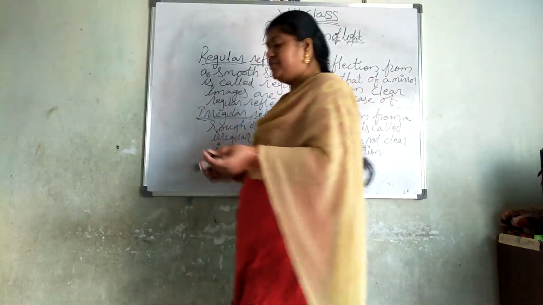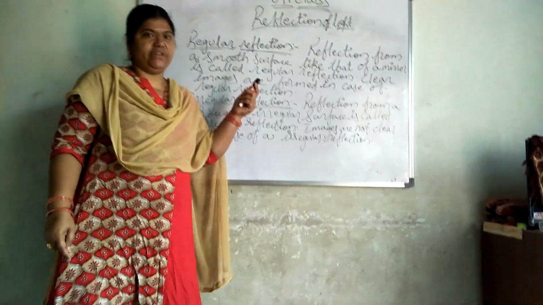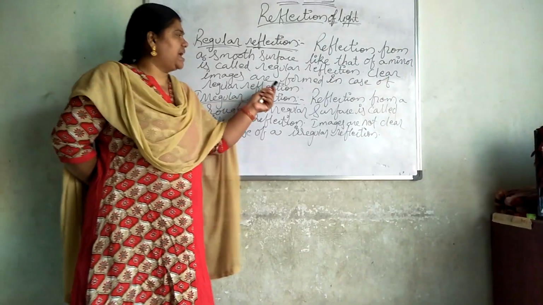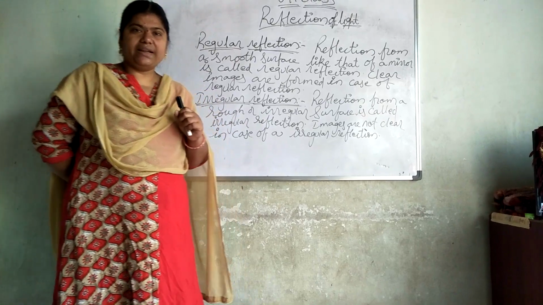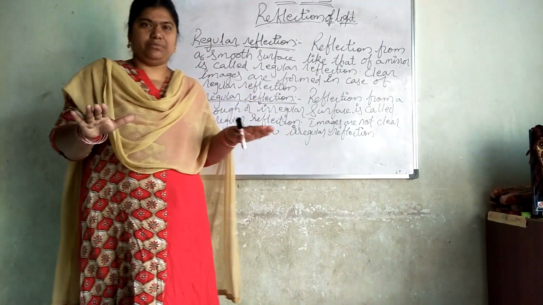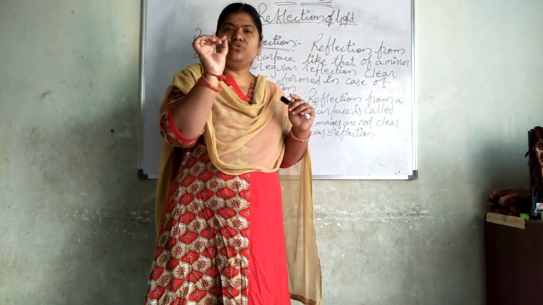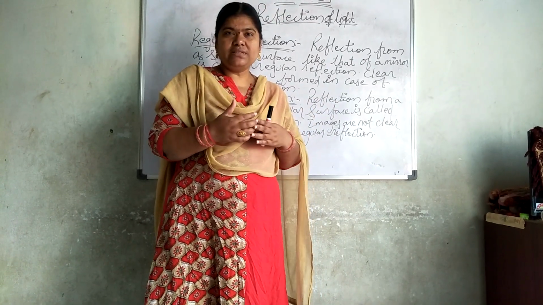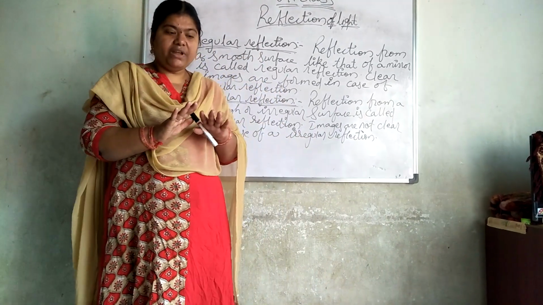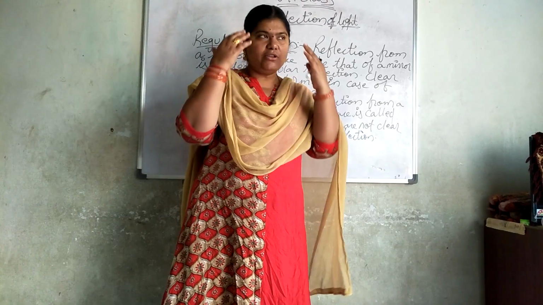See here, what are regular reflections and what are irregular reflections? Reflection from a smooth surface like that of a mirror is called regular reflection. Clear images are formed in case of regular reflections. One more example I can tell you: not only glass. If the water is not disturbed at all and you see your face in that water, it will be very clear. Just touch the water and see your face, how will it be? It will be blurred. When you do not tilt the water and you see your image in it, it will be very plain and clear.